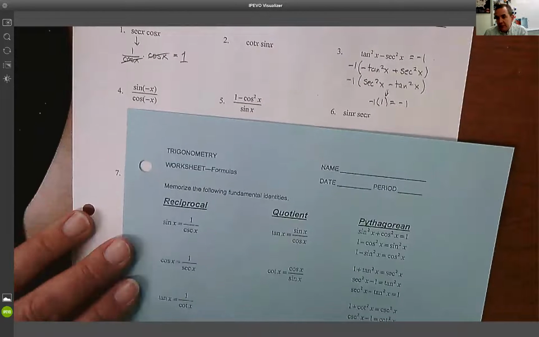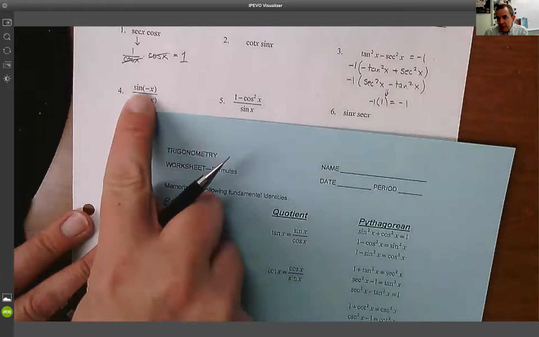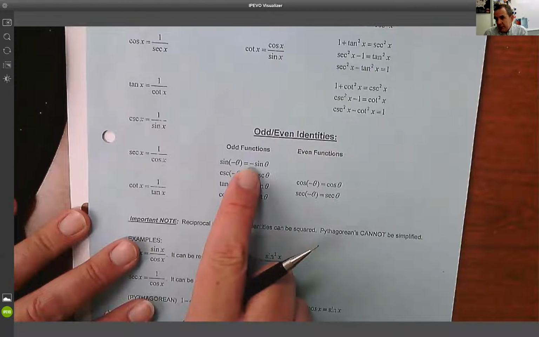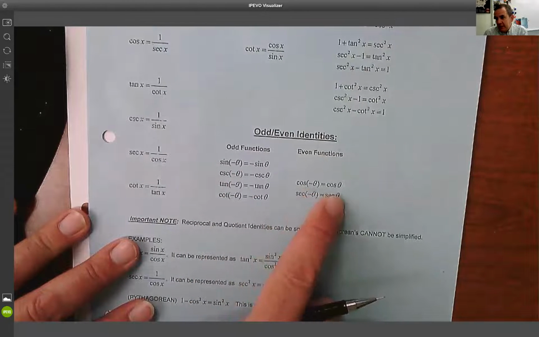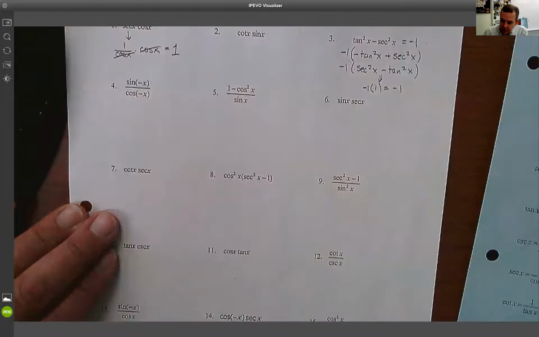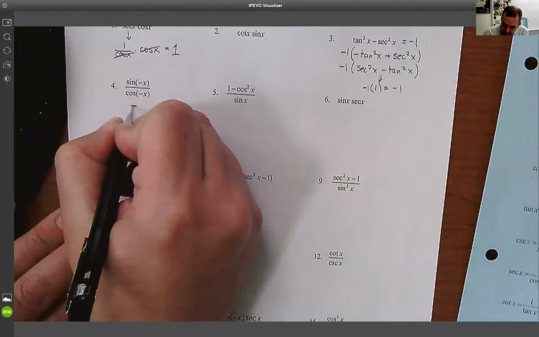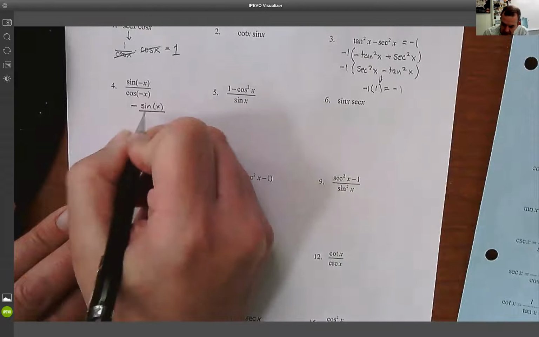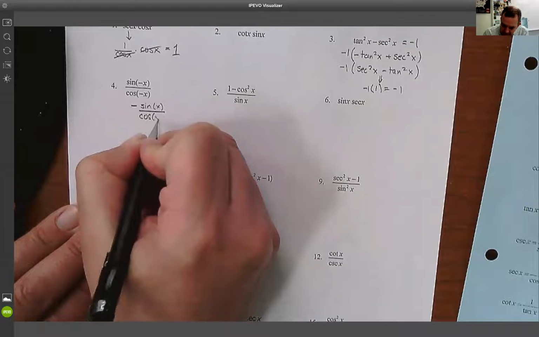So I'm going to keep bouncing around. So now, sine of a negative, cosine of a negative. This is the new one. Sine of a negative says I can bring the negative sign up front. Cosine of a negative says I'm going to make it a positive. So what this tells me is that this top guy is going to be negative sine x. The bottom guy is going to be positive cosine x.